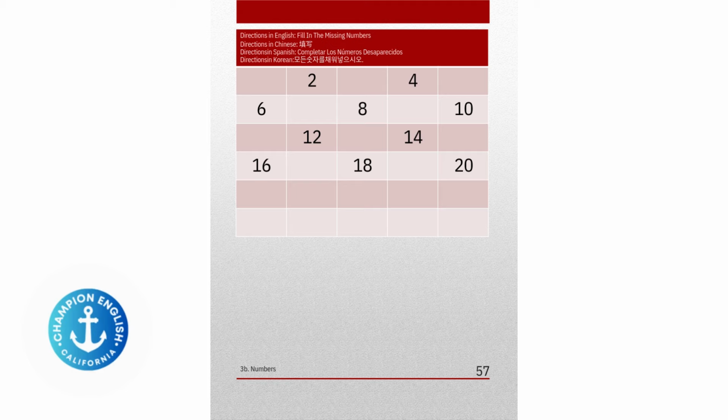If I say 14, you should say 15. If I say 16, you should say 17. If I say 18, you should say 19. And if I say 20, you should say, we're done. Good job. So go ahead and practice by yourself saying the correct number that goes before 2 and continue on till 20. Ready and go.